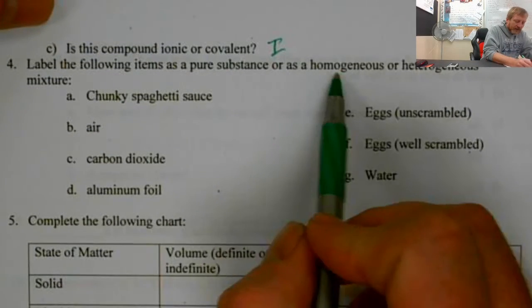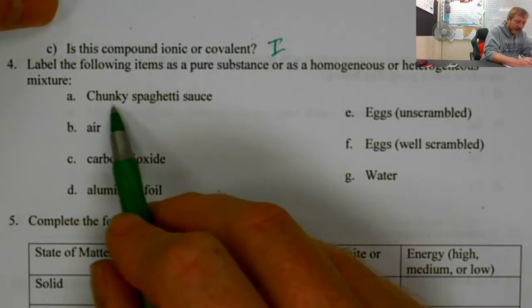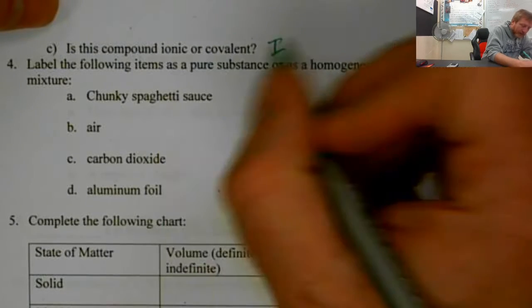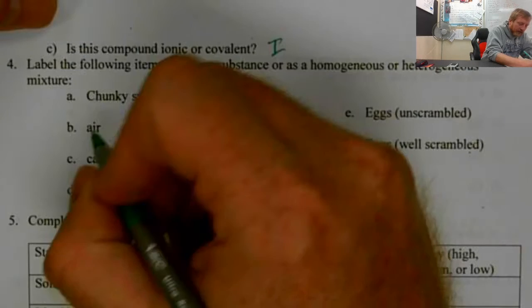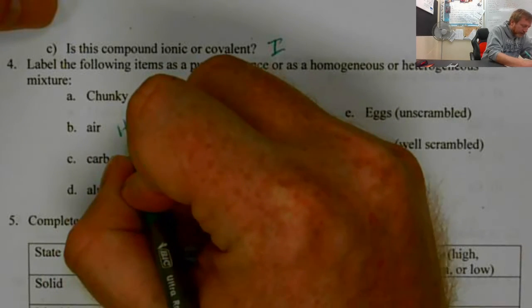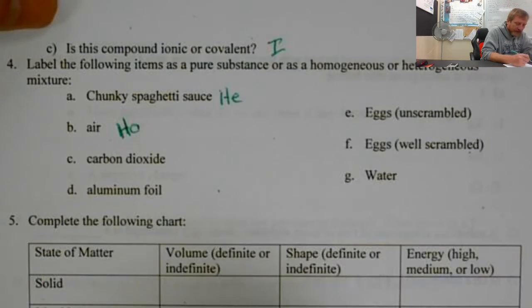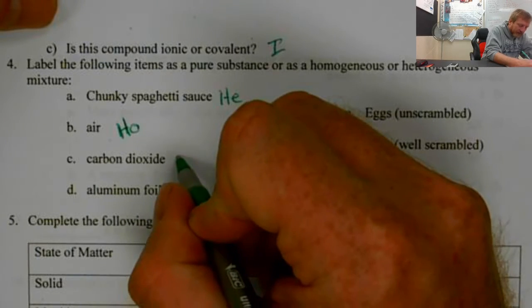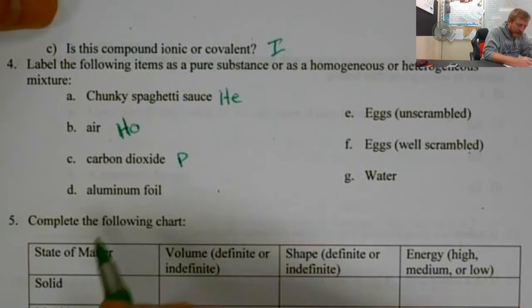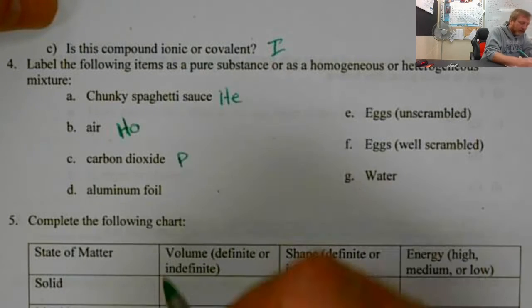So, pure substance, homogeneous or heterogeneous mixture. Chunky spaghetti sauce is different in different places, so that's heterogeneous. Air is a mixture, but it is the same everywhere, so that is homogeneous. Carbon dioxide is a pure substance. It is a compound.